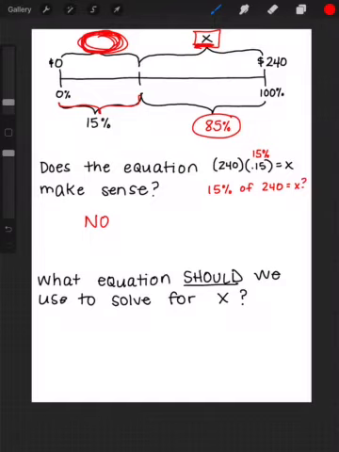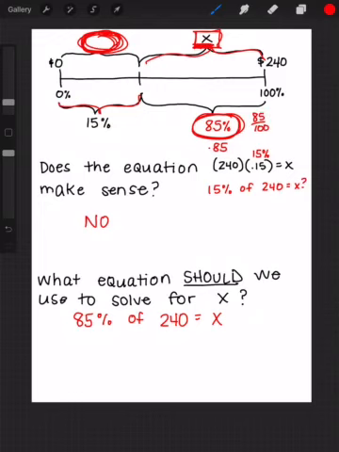Okay, the equation we should be doing to figure out X is 85% of 240 is going to give us X, because 85% is this portion right here. That's going to give me my X. So then I look at it, I say, okay, 85%, I can use 0.85 for that. Or if you like doing fractions, you could always do 85 out of 100. And I'm going to do 0.85 times 240, and that's going to give me my X.